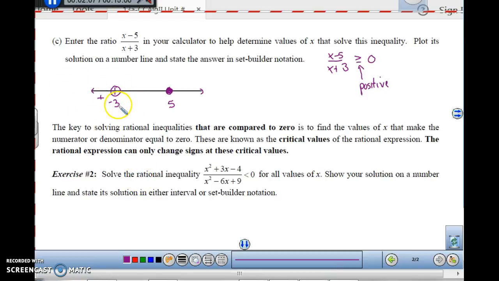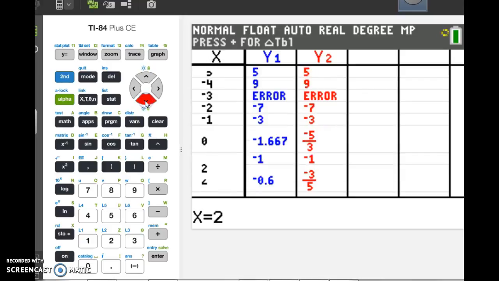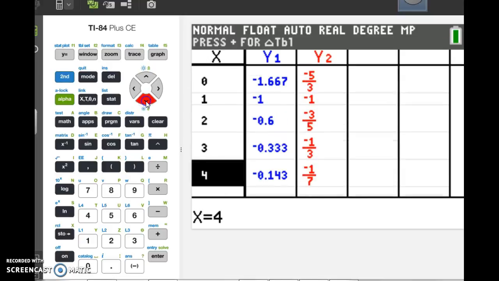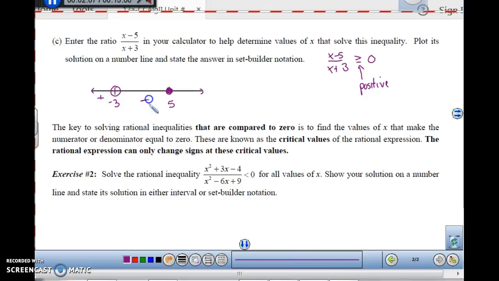All right, what happens between negative 3 and my other critical value of 5? My other critical value of 5 is up here. Notice there's my 0 because that's where it equals 0, so that is an included value. The values between negative 3 and 5, you can see here, are negative.